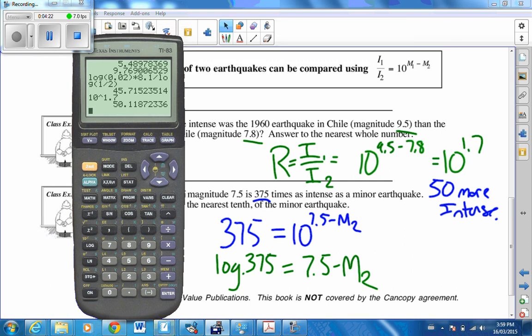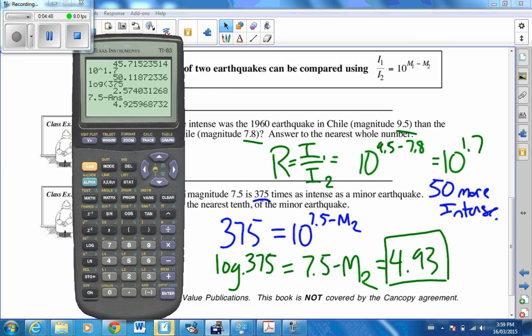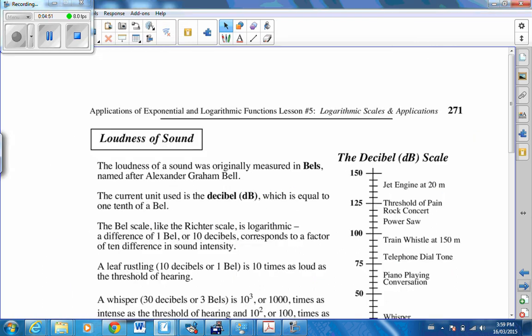So if I go log of 375, that's 2.57. That means the difference in magnitudes is 2.57. If I go 7.5 minus my answer, that gives me that 4.93. So the second magnitude was 4.93.